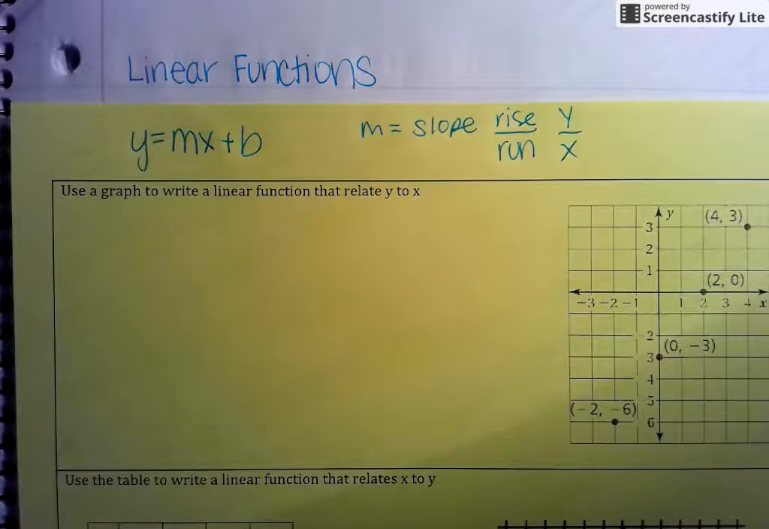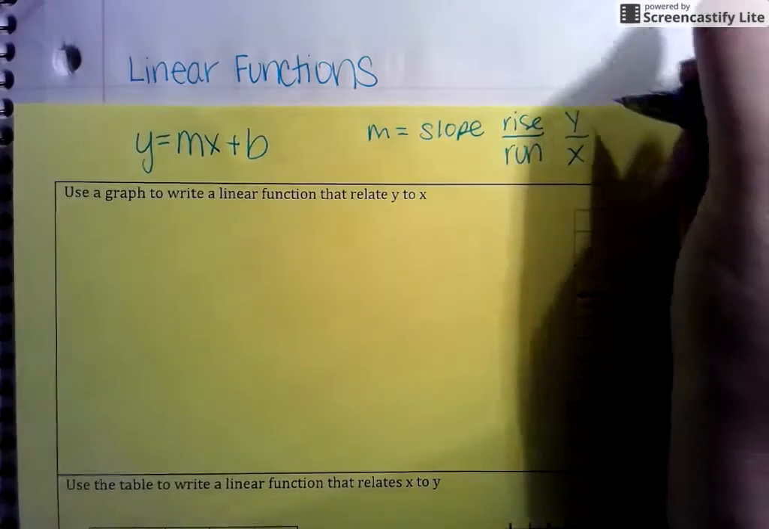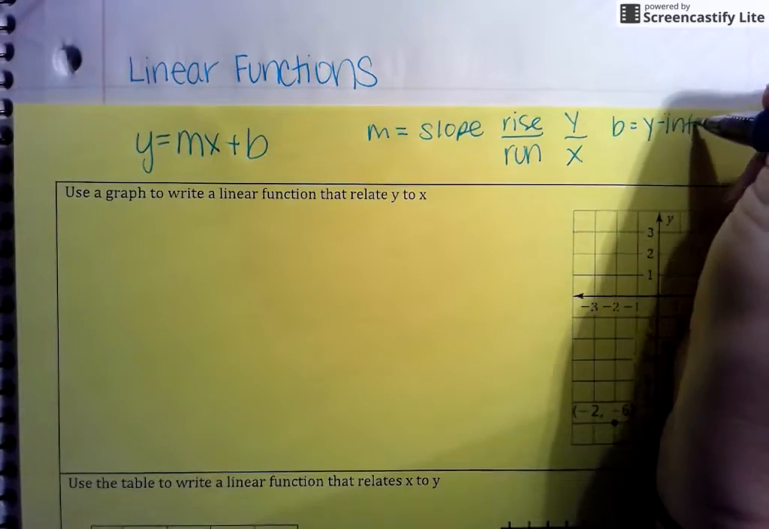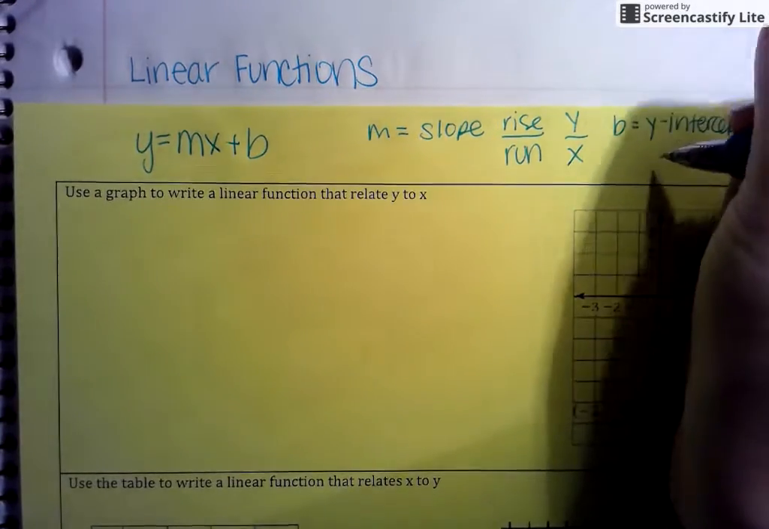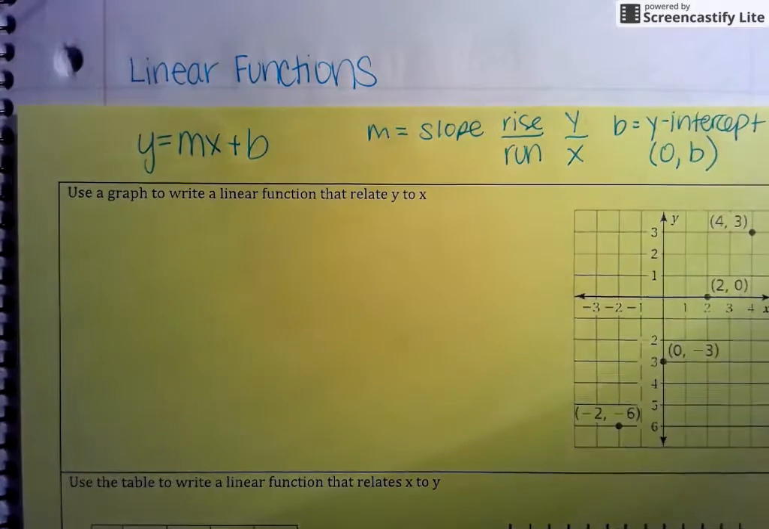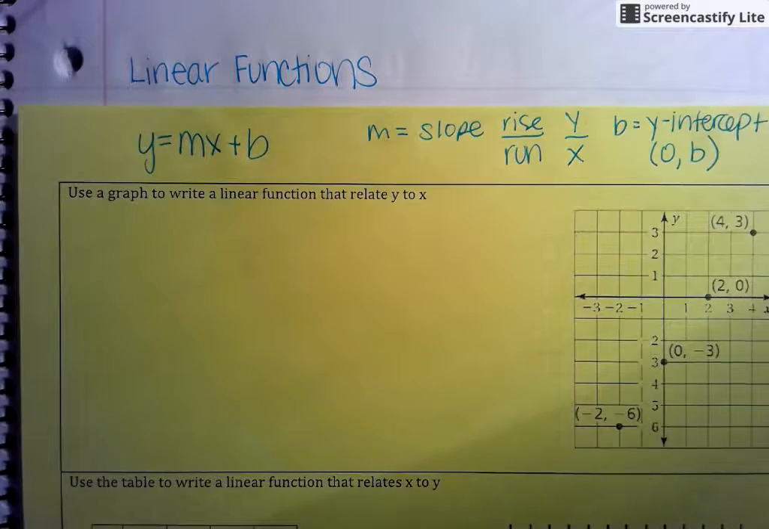Our b was our base or our y-intercept. And this was always written as (0, whatever that b value is). So it's always written as an intercept. When you see the word y-intercept, it's always written as an intercept.